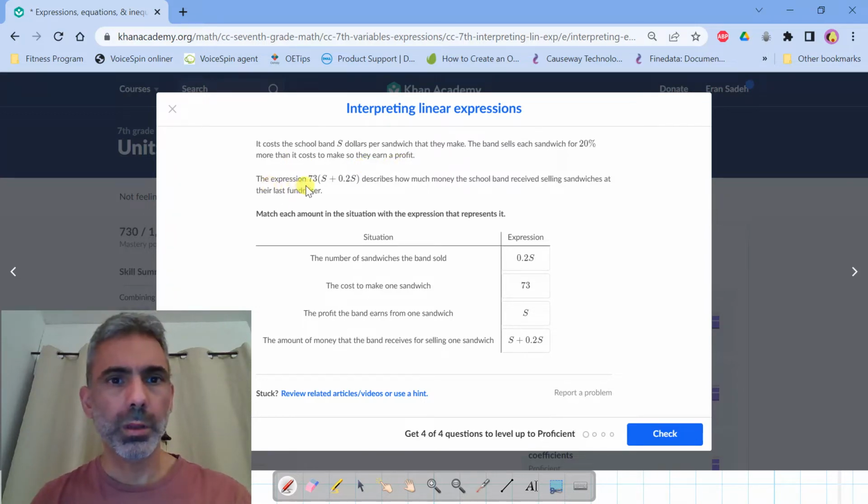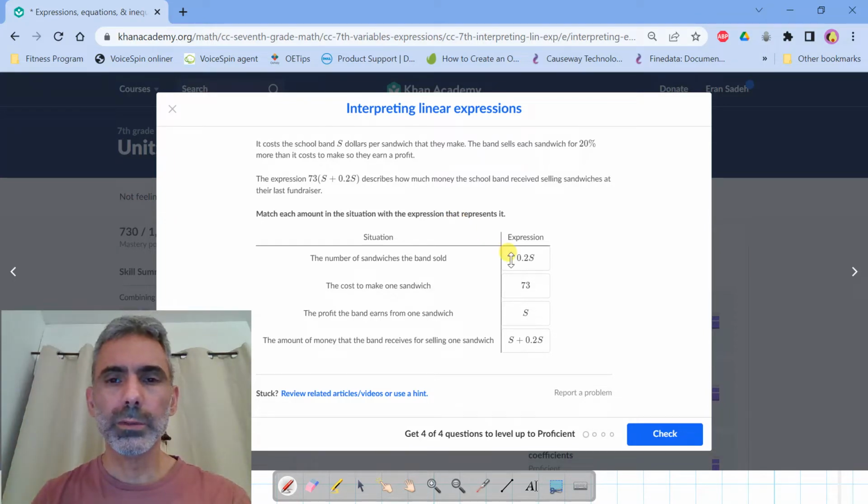The expression 73 times S plus 0.2S describes how much money the school band received selling sandwiches at their last fundraiser. Match each amount in the situation with the expression that represents it.